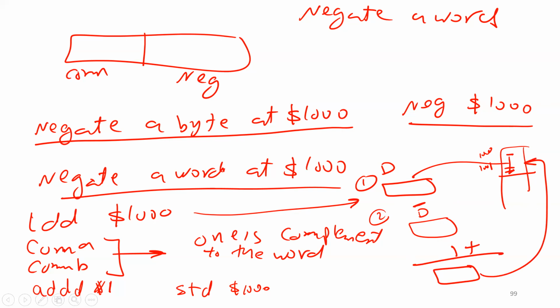You see? Number 1, I'm going to read this word and put it in register D, and that's what I did here. Number 2, I'm going to complement D, and that's what I did here. Then I'm going to add 1, and that's what I did here. Then I'm going to return register D back to here, and that's what I did here. Okay. Any questions?